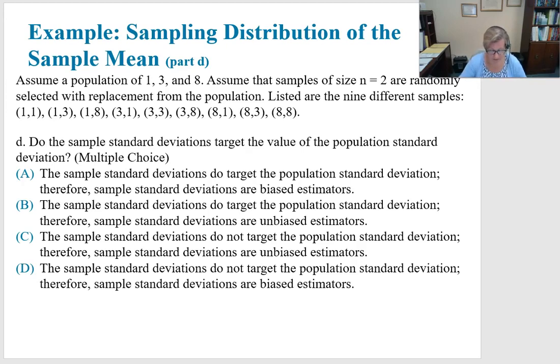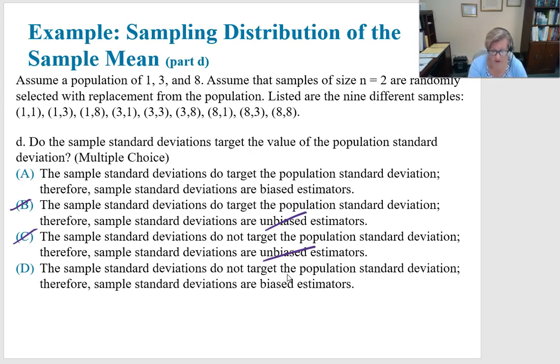So the first thing you have to remember is that sample standard deviations are biased. So anything that says unbiased, we can get rid of because we know standard deviation. Variance is unbiased. So if this was variance, it'd be different, but it's not. So options B and C are out because standard deviation is a biased estimator. So we know it's either A or D.